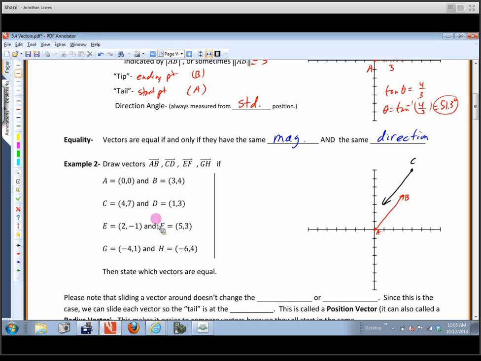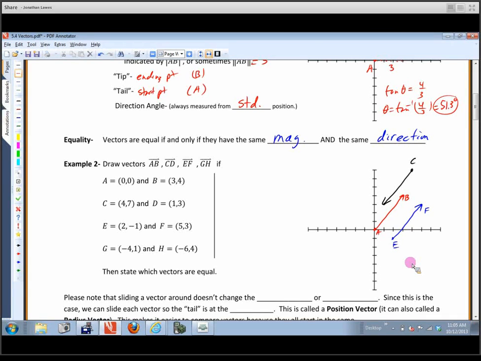Okay, and then we've got EF. So we've got 2, negative 1. So over 2 and down 1. So that's where our tail is. And then our tip, the direction we're pointed, is 5, 3. So I'm going to be at 5 and 3. So we're right here. Again, this is E, and this is F. And we head off in this direction right there. So we'll indicate that by putting the arrow at the tip there at the head of the vector.